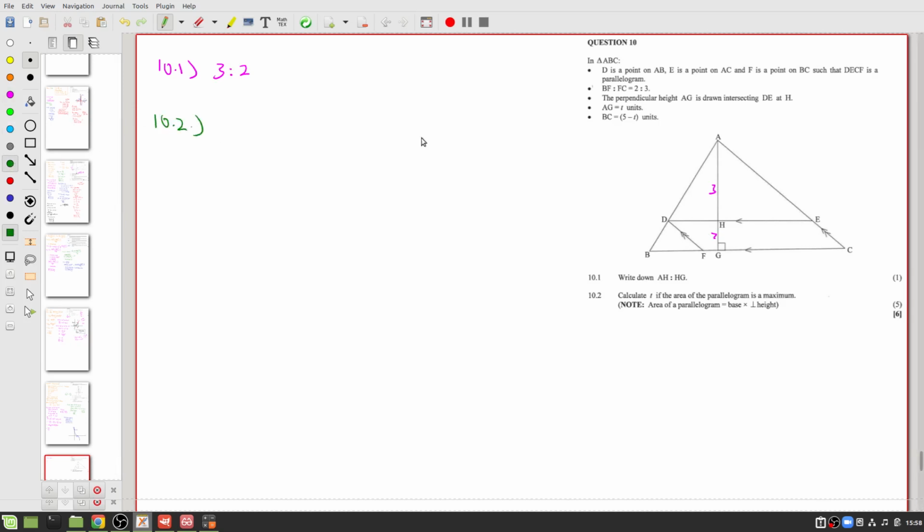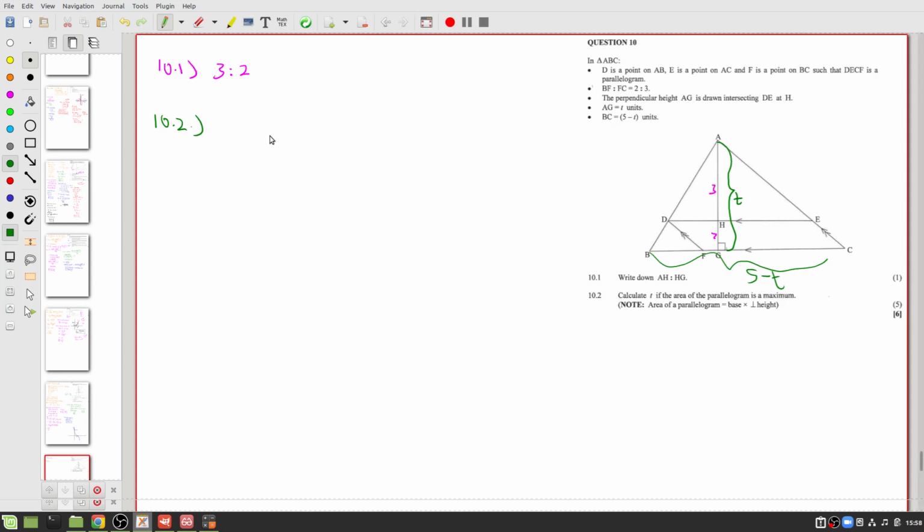10.2. This says, calculate T, okay? And what else, what do we know about T? We know this whole thing is T, right? And we know this whole thing is 5 minus T. Okay, calculate T if the area of the parallelogram is a maximum. So we're going to find the maximum area that this parallelogram can be in terms of T.